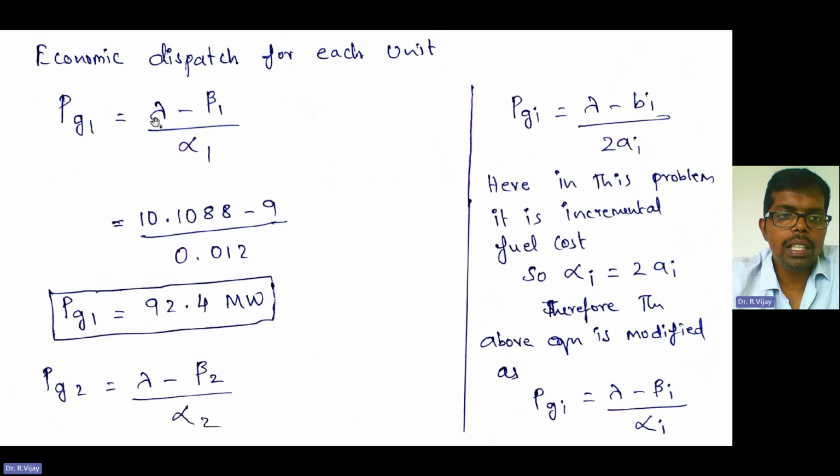So lambda, which we already found out as 10.1088, minus beta 1, which is 9, divided by alpha 1, which is given in the problem as 0.012. We just need to simplify. We are getting the answer as PG1 is equal to 92.4 megawatt.